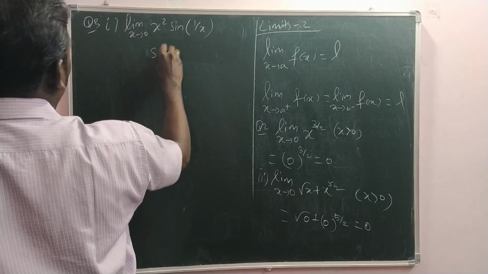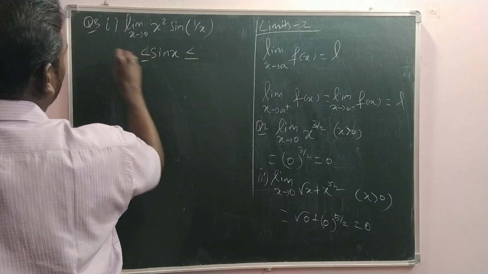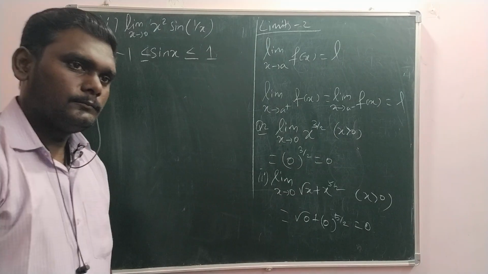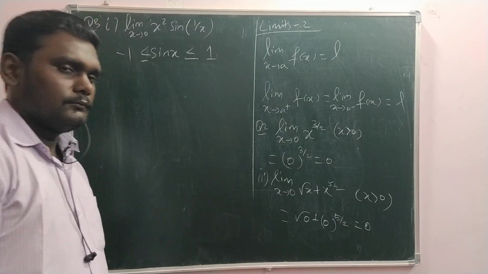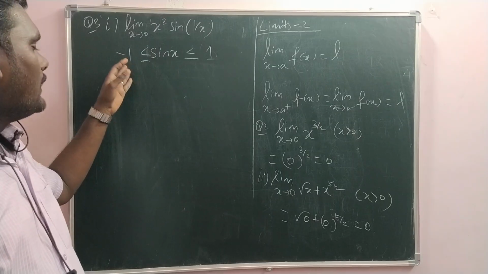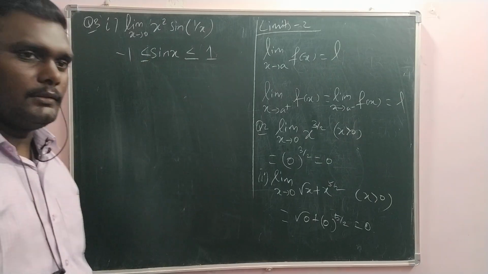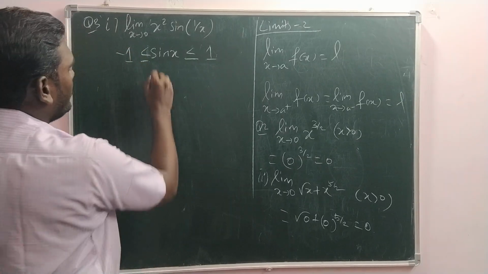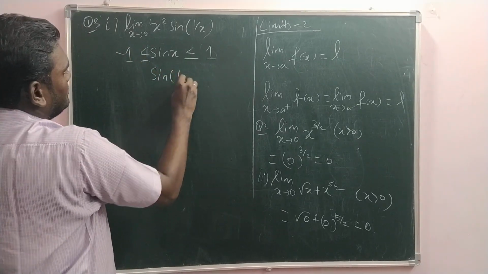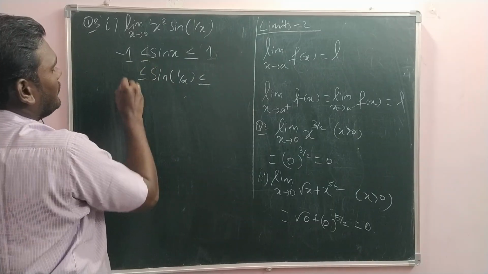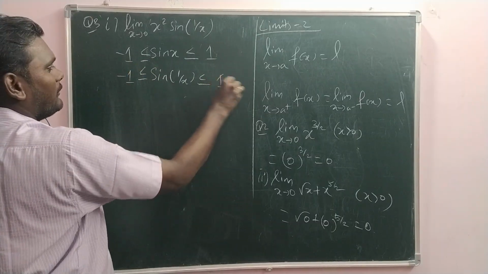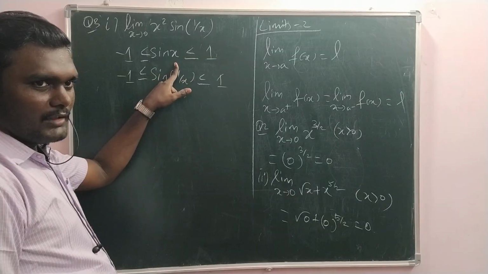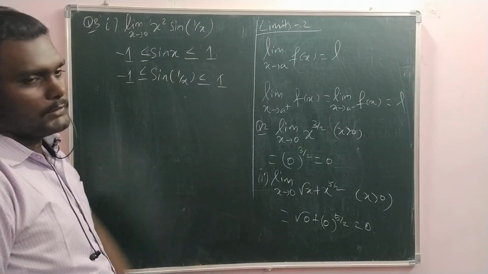Now what is the value of sine x? That varies from -1 to +1, right? Sine value, so the range of sine is what? From -1 to +1, is it or not? What do you think for sine 1 by x? Whatever comes in the place of theta, that is also from -1 to +1 only. It's not depending upon the value of x. With respect to the value of x, you get -1 to +1.